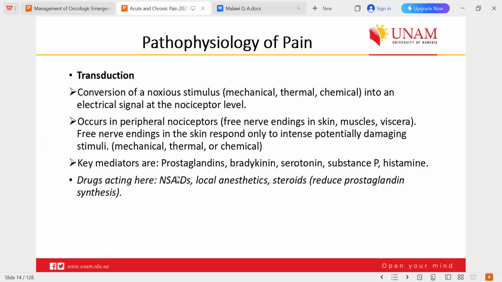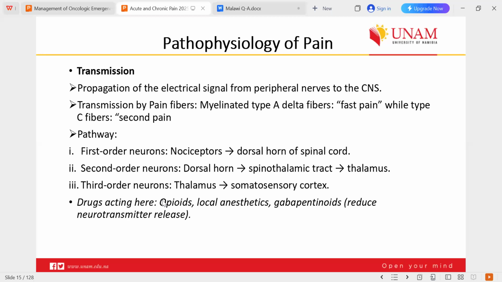And the importance of looking at the pathophysiology is the drugs acting at different levels. At the transduction level, we have the non-steroidal anti-inflammatory drugs acting at that level, the local anesthetic agents, steroids and all that at this level. At transmission, look at anesthetics, gabapentinoids, and all that at that level.